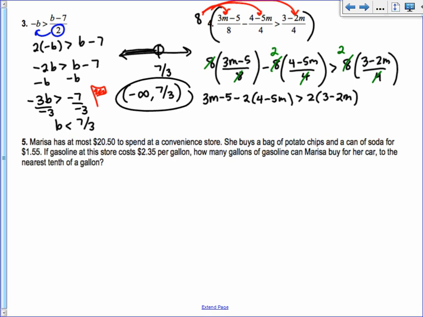So you clear the fractions. You don't have to do this. You could just get them all to have common denominators and deal with the 8 in the bottom. But I think it does make it a little bit easier.